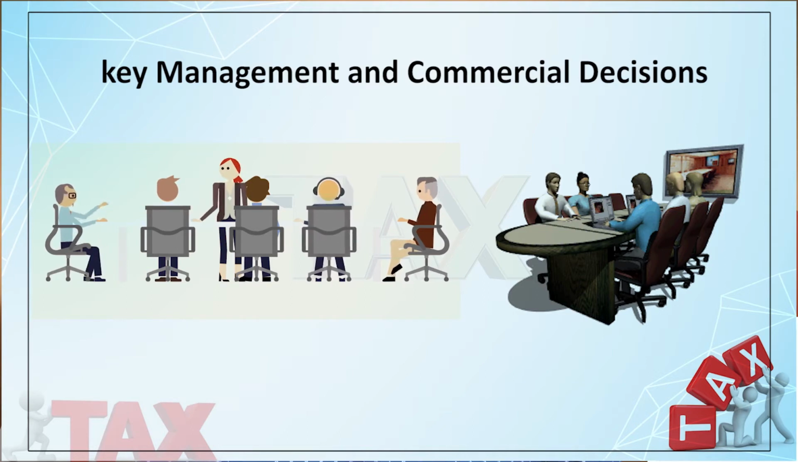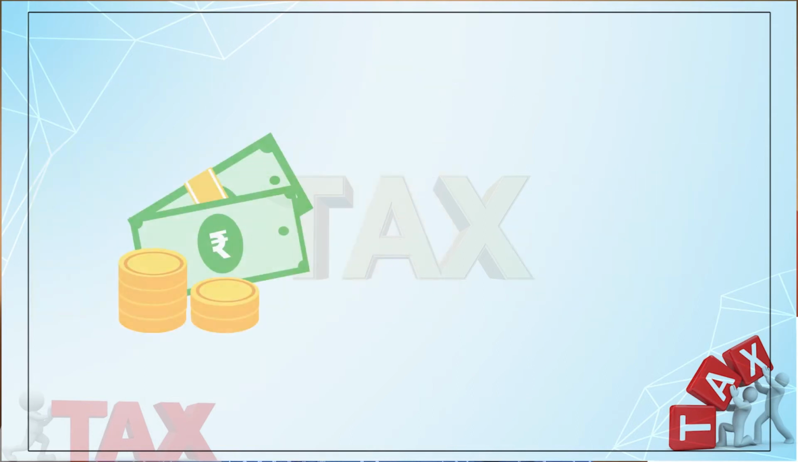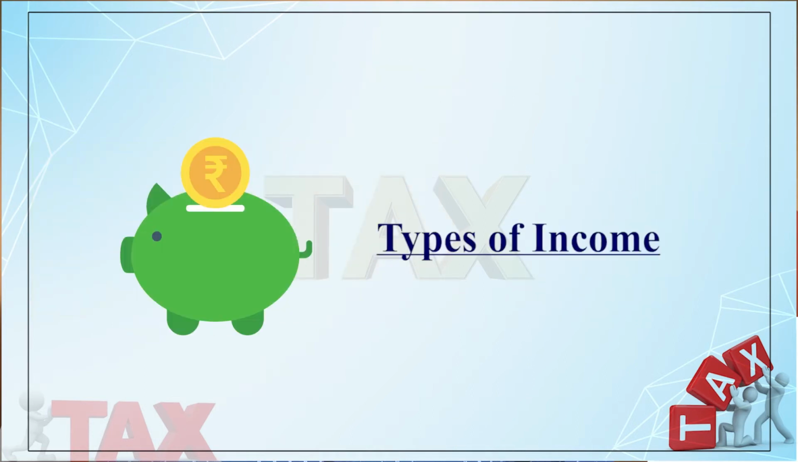So, it will be treated as the place of effective management for the determination of residential status of a company. There is a process of determination of place of effective management of a company which will be discussed later on. Now, we will discuss the types of income.